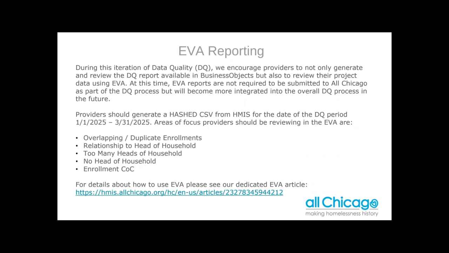Okay. So a new piece to this data quality process is going to be EVA reporting. During this iteration of data quality, so Q1 of 2025, we are encouraging providers to not only generate and review the data quality report available in Business Objects, but to also review their project data using EVA. Just to be completely clear, at this time, EVA reports are not required to be submitted to AllChicago as part of the data quality process.